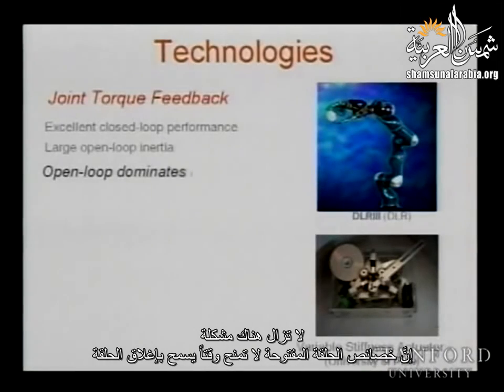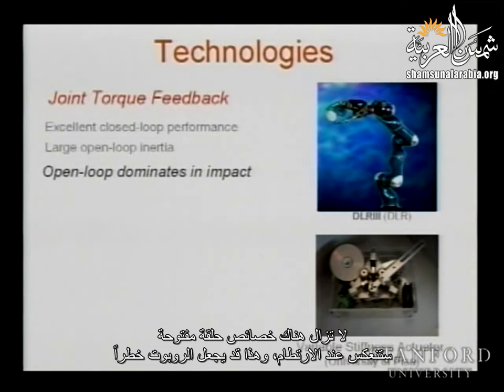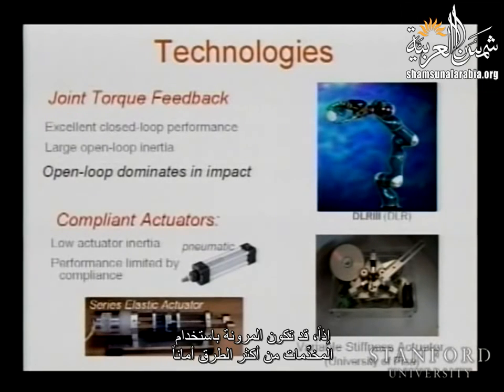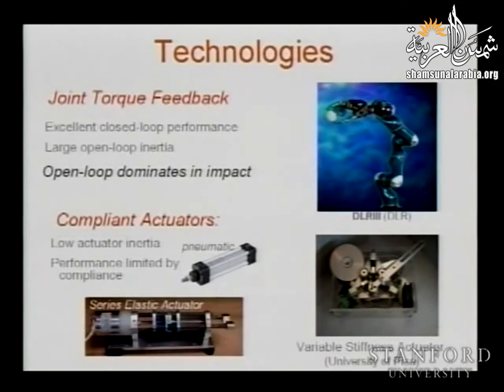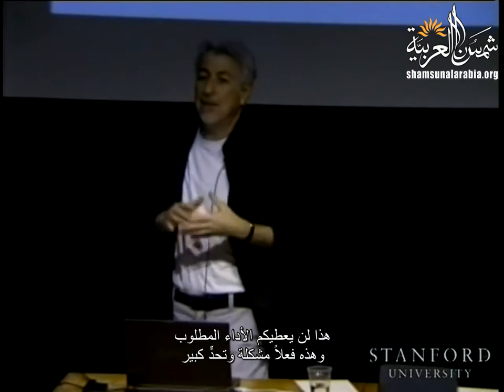There is still a problem, the fact that you do not have time to close the loop. There are still open loop characteristics that will be reflected during impact, which might make the robot dangerous. So perhaps one of the safest ways is to use elasticity with the actuator. Then when you have an impact, the elasticity takes the energy. Well, this is not going to give you the performance. And that is really the problem and the challenge.